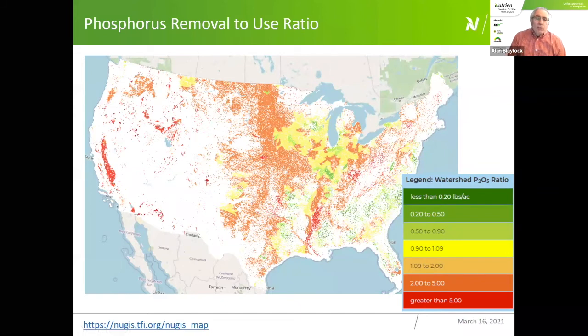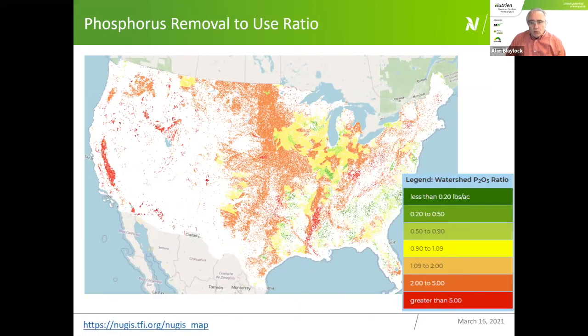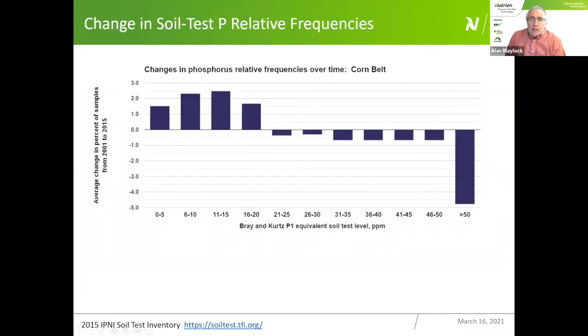All right, so crop removal to use can give us some information as to why things are going the way they are. And this comes back to the point that was made in that paper on potassium nutrition. This is the data that they were looking at to evaluate that removal to use ratio in relation to declining values in the food supply. All right, so I pulled out a couple of specific graphs from the inventory. Here's one particularly. So if we look at the change in the percent of samples from 2001 to 2015, so over that 15-year period of data that we have so far.